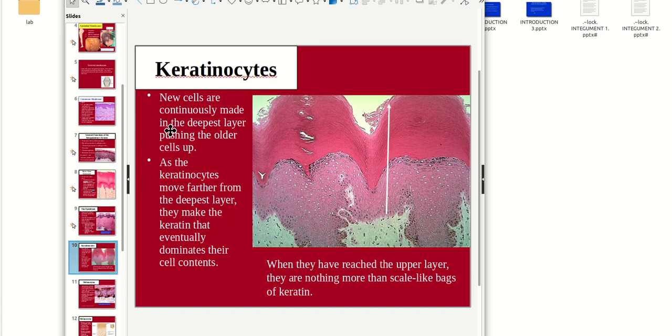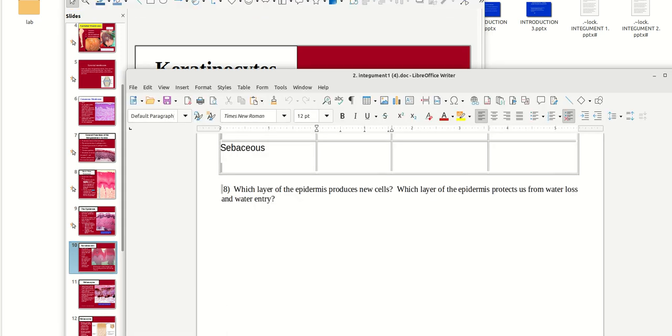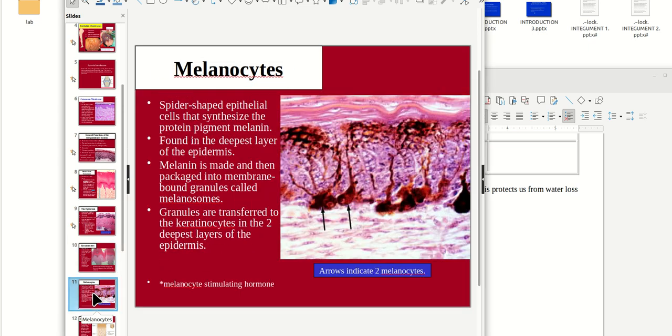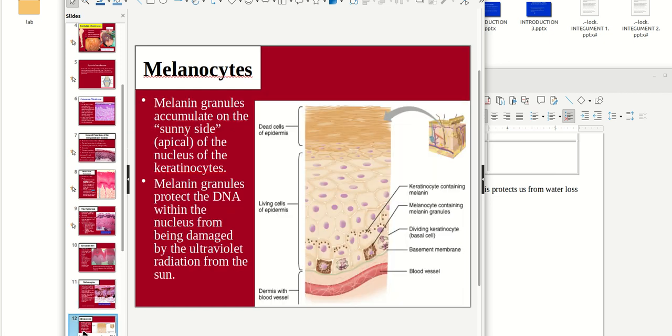New cells are continuously made at the deepest layer. As they move further from there, they make keratin, which eventually dominates their cell content. So new cells are continuously made. That's a hint to answer which layer produces new cells, and which layer of the epidermis protects from water loss and water entry. So we need to find that, and I remember us going through that exactly in here. Let's see if we can find this.